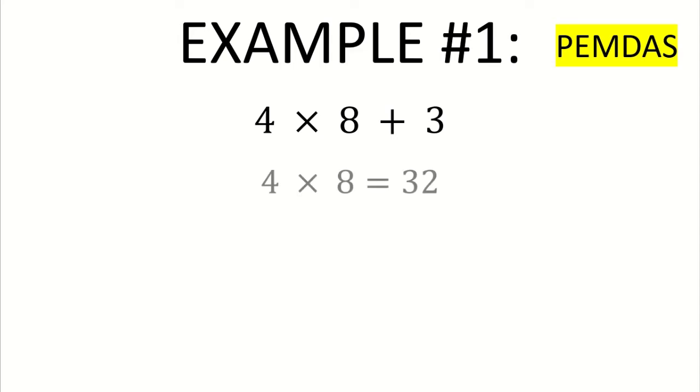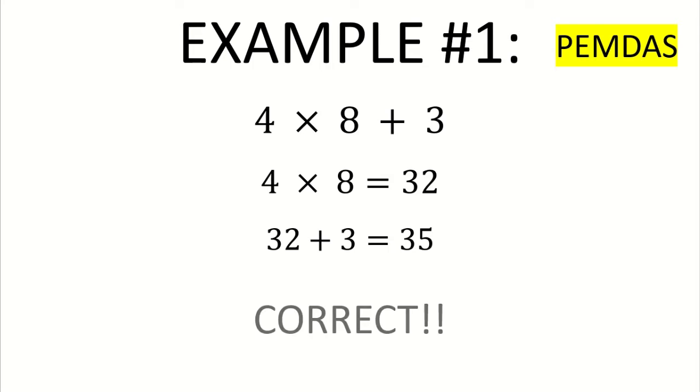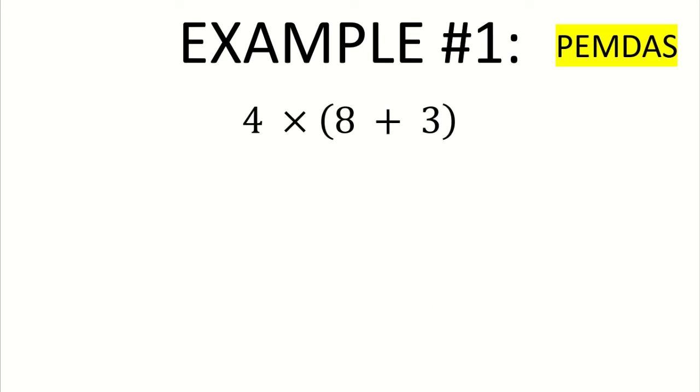So 4 multiplied by 8 gives us 32. Adding 3 makes it 35, which is the correct answer. Well, that was easy, right? Now, if we change the same expression a little bit and put brackets or parentheses around 8 + 3, which operation would you solve first?